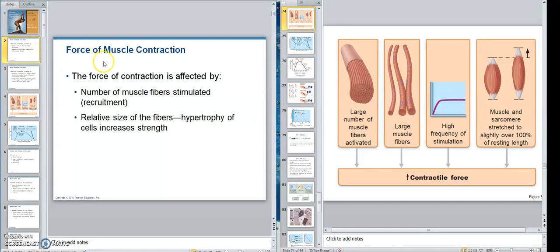The force of contraction is affected by the number of muscle fibers stimulated. Recruitment. Remember motor units. Obviously, let's take your biceps. The more that you recruit in your biceps, the more contraction. Remember we had that little hypothetical, I said the 50-pound thing, that each fiber would do this and so forth. So a large number of muscle fibers activated is going to give a stronger contraction rather than having a few. Then, what's the size of the fibers?